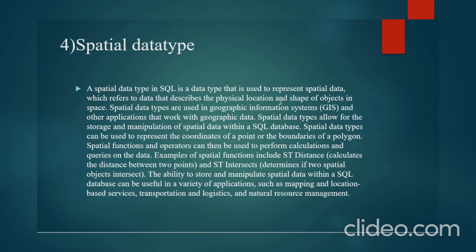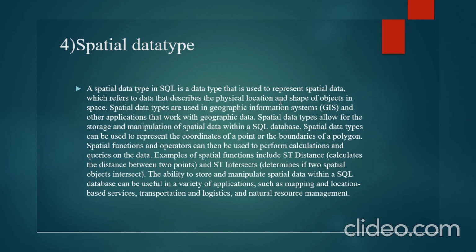Spatial data types can be used to represent coordinates of a point or boundaries of a polygon. Spatial functions and operators can then be used to perform calculations and queries on the data. Examples of spatial functions include ST_Distance, which calculates the distance between two points, and ST_Intersects, which determines if two spatial objects intersect.